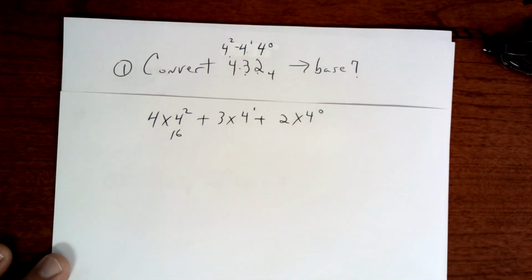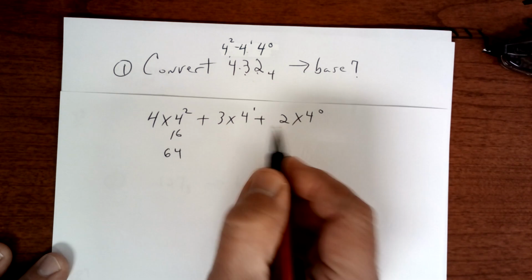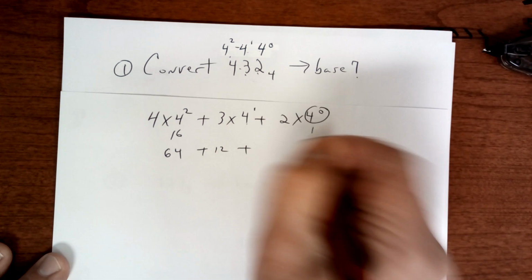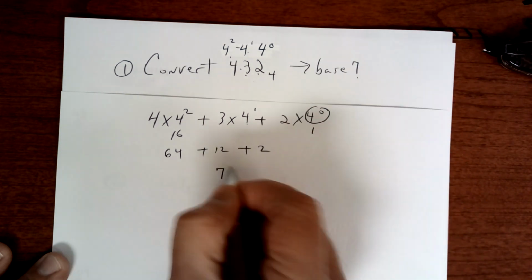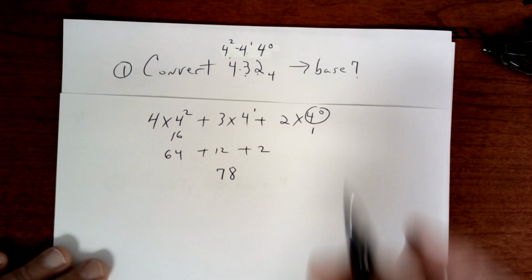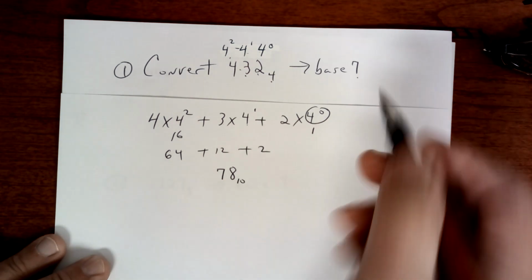Anyway, this is going to be 64, right? 4 times 16. 3 times 4 is 12, and this is a 1, so 2 times 1 is 2. When you add that up, you should get 78. Verify that. We now convert it from base 4 to base 10, but they want us to change it to base 7.